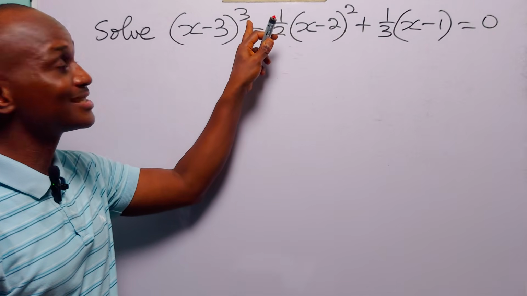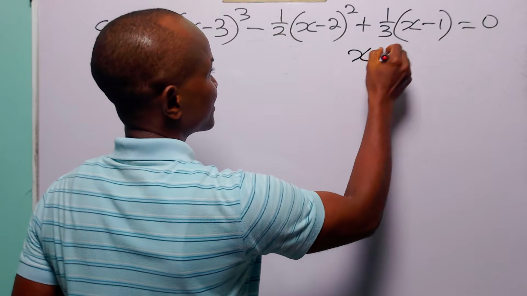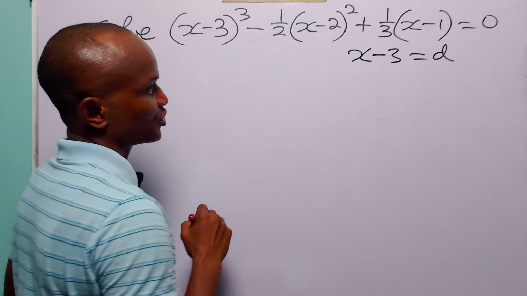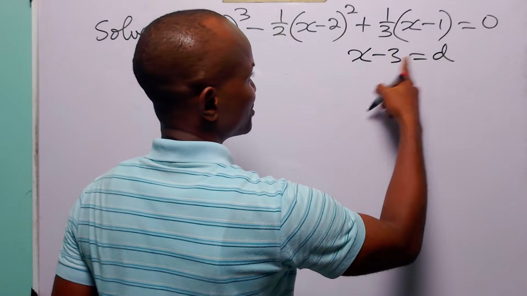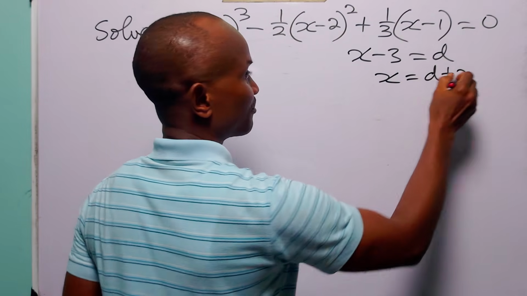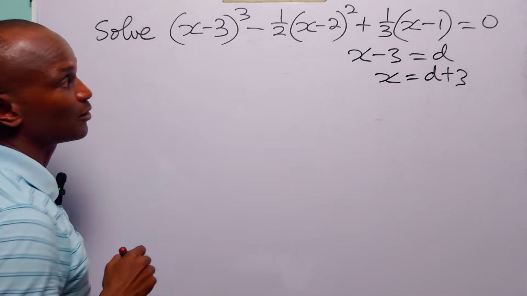To avoid this cubic expansion, let x minus 3 be equal to the letter d. And of course, you know that when we add 3 to both sides of this equation, we have that x is equal to d plus 3. Now we can rewrite the original equation.